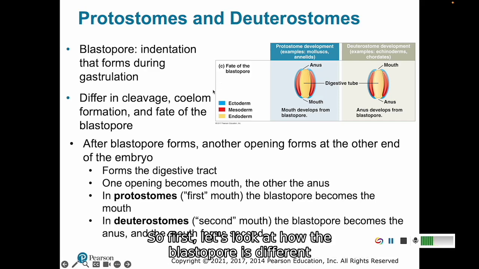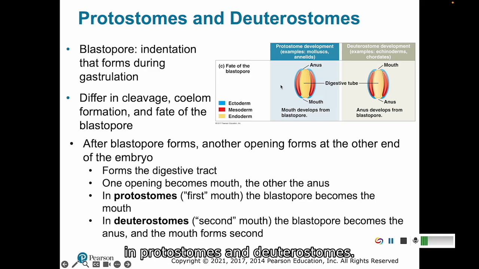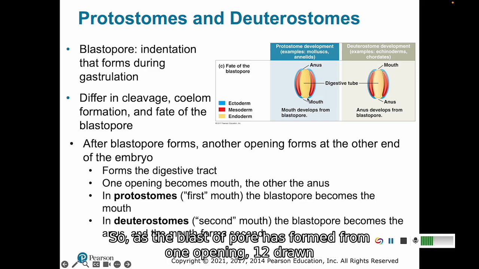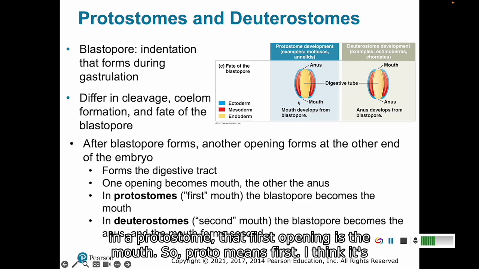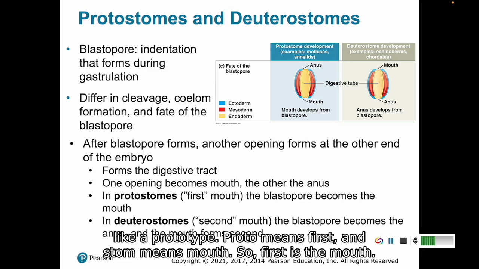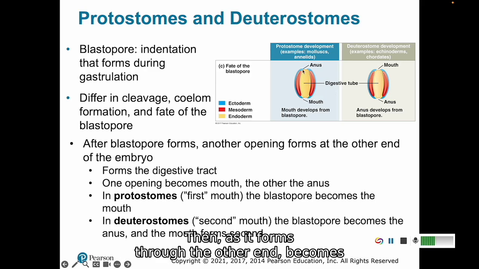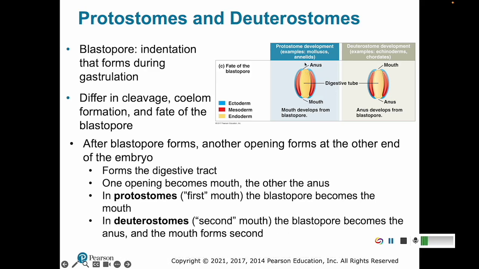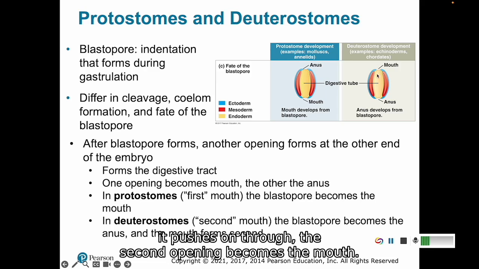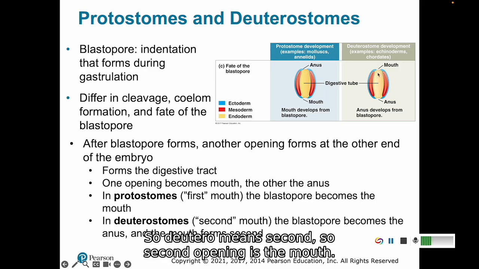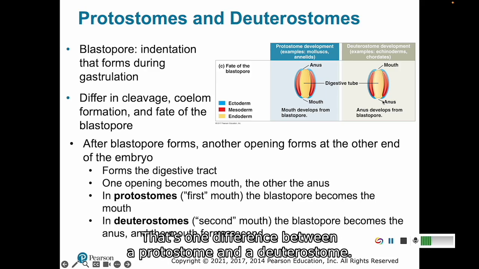First, let's look at how the blastopore is different in protostomes and deuterostomes. As the blastopore has formed from one opening, developed on through to the other opening, in a protostome that first opening is the mouth. Proto means first, think of it like a prototype, and stome means mouth. So first is the mouth. Then as it forms through the other end, that becomes the anus, and now you have this digestive tract. In a deuterostome, the first opening, that blastopore, becomes the anus, and then as it pushes on through, the second opening becomes the mouth. Deutero means second, so the second opening is the mouth. That's one difference between a protostome and a deuterostome.